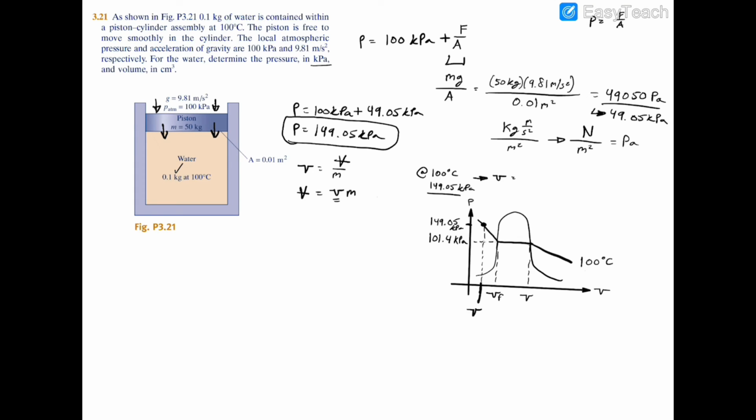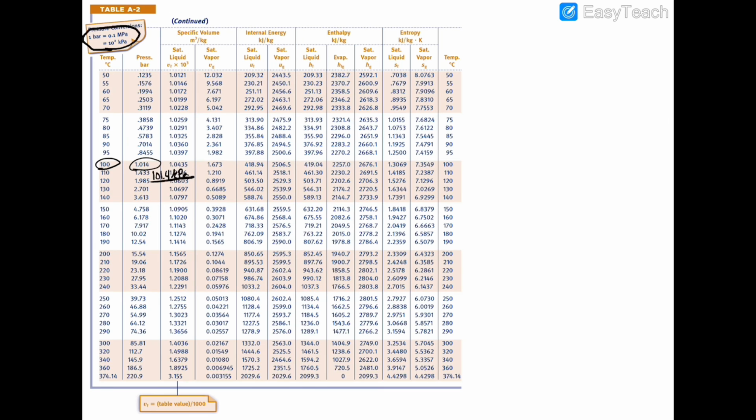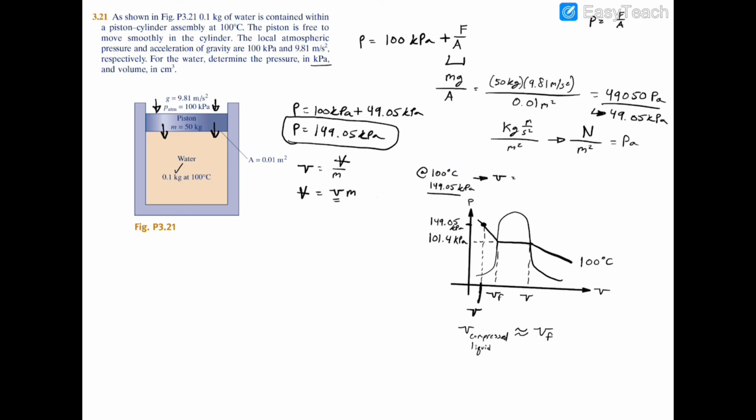Now, I'm going to approximate that the specific volume of our compressed liquid is very close in value to the specific volume of a saturated liquid, right? So what this allows me to do is pull the saturated liquid specific volume at 100 degrees Celsius. So essentially this value right here, 1.0435 times 10 to the negative third, because you have to divide by 1,000. So our specific volume is 1.0435 times 10 to the negative third, and that's in m3 per kg.